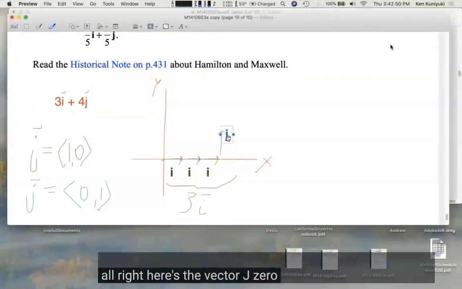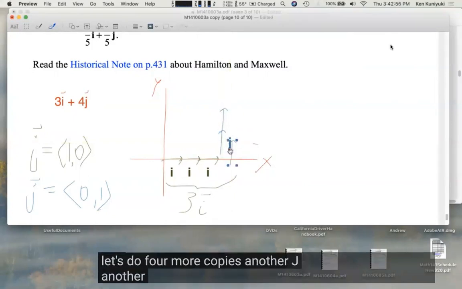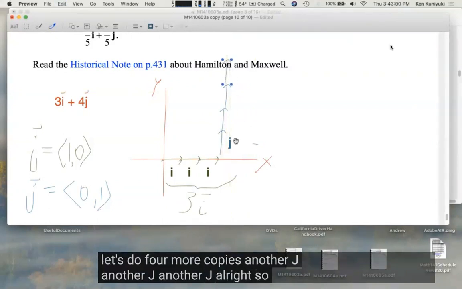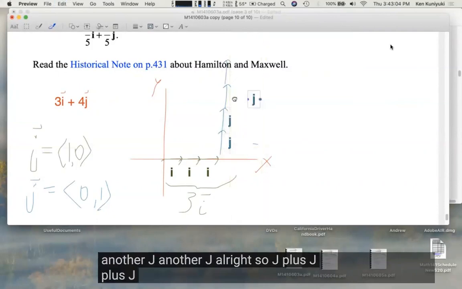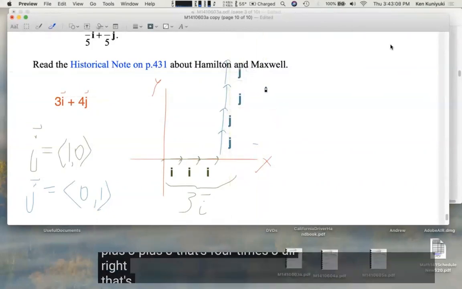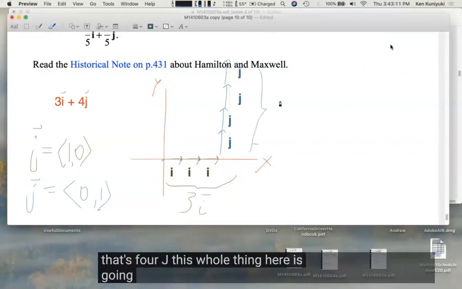Here's the vector j, 0 comma 1. Let's do 3 more copies. Another j. Another j. Another j. All right. So j plus j plus j plus j, that's 4 times j. That's 4j. This whole thing here is going to be 4j.